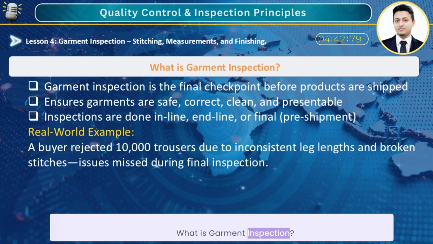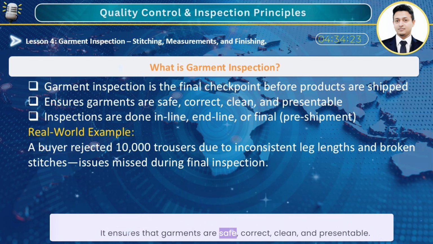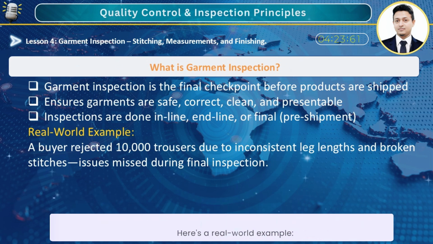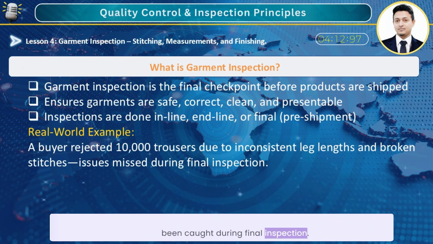What is garment inspection? Garment inspection is the final checkpoint before products are shipped to the buyer. It ensures that garments are safe, correct, clean, and presentable. Inspections can be done during production, at the end of the line, or as a final pre-shipment check. Here's a real-world example. A buyer once rejected 10,000 trousers because of inconsistent leg lengths and broken stitches, problems that should have been caught during final inspection.